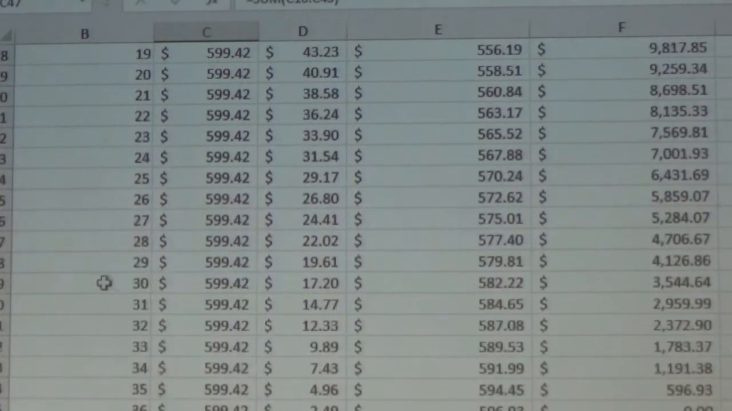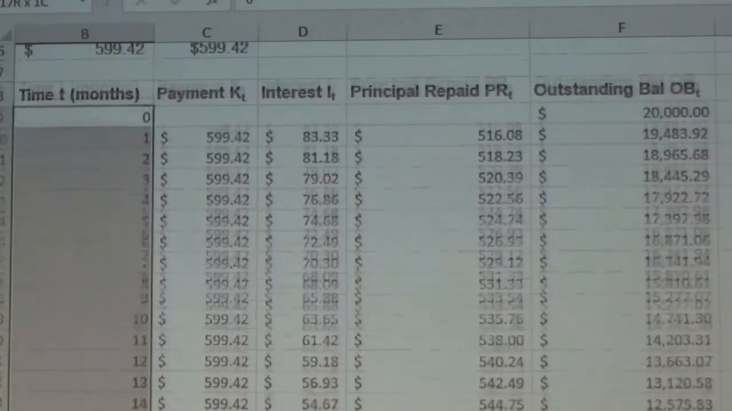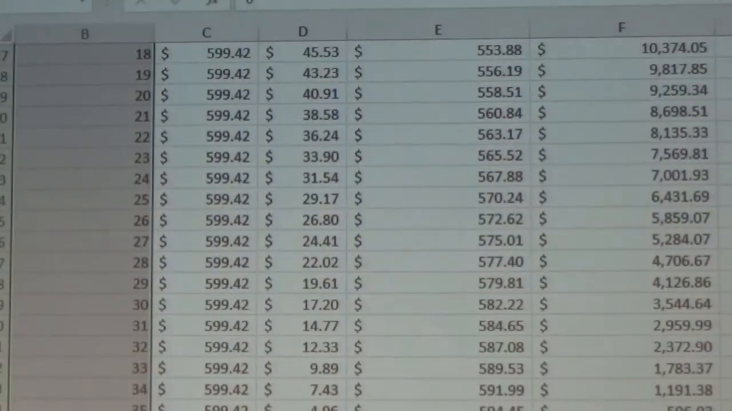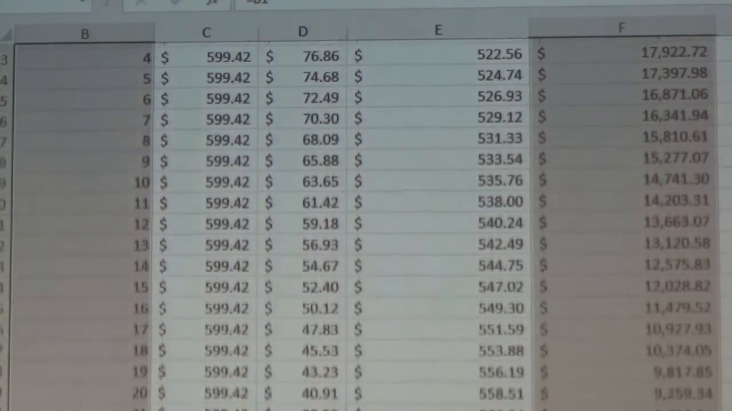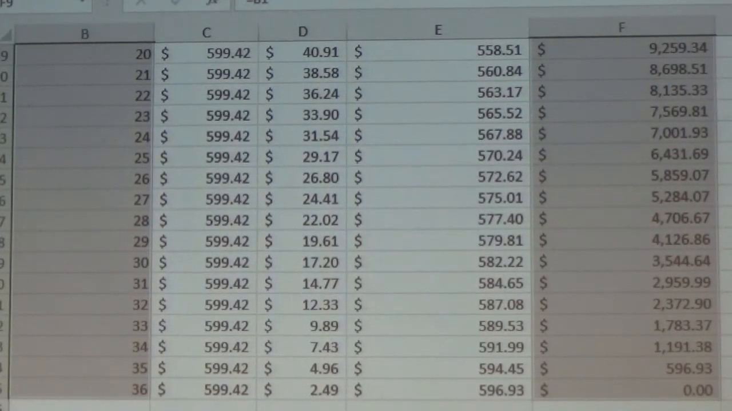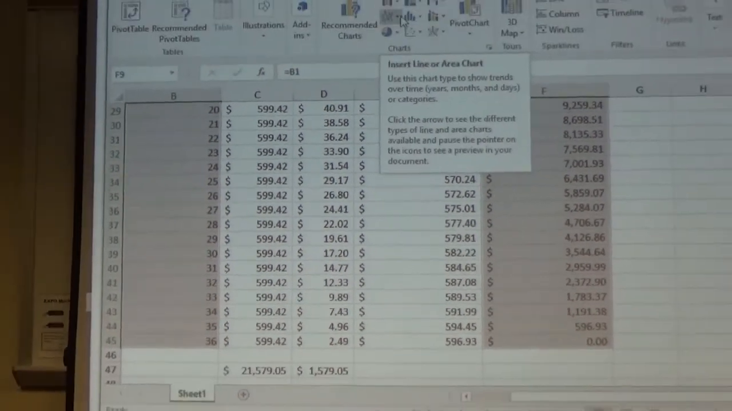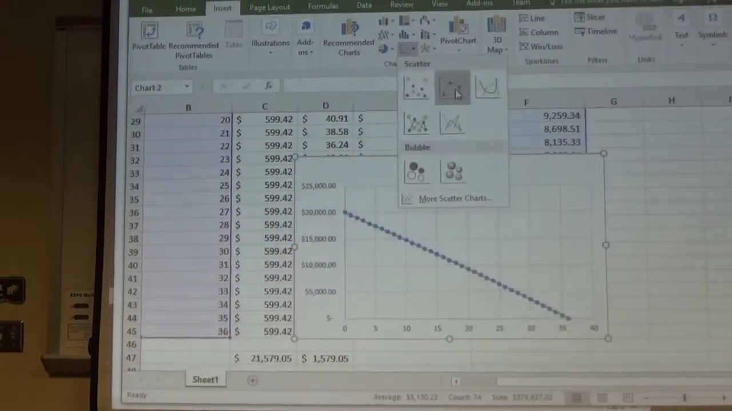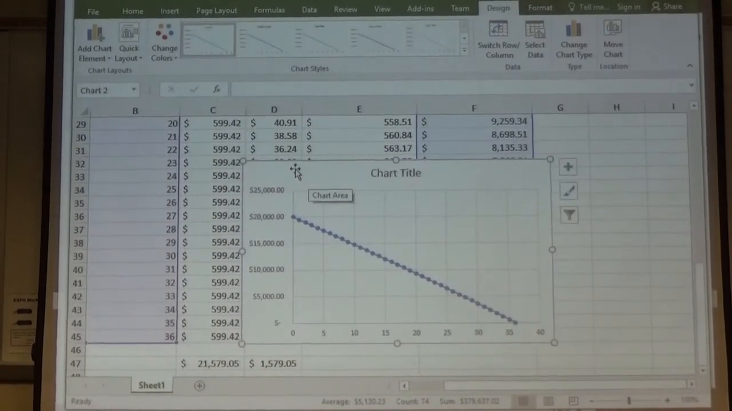It's also a good idea to graph, for example, the outstanding balance as a function of time. I can highlight the time column, and on a PC, I think I hit the control button. On a Mac, you hit the command button. I'm holding it down, and I'm also highlighting the outstanding balance. And I want to go up to Insert, Chart, and I could use the line chart. I think I'm going to do a scatter plot that's connected like this. And there you do see the loan balance going down as a function of time.